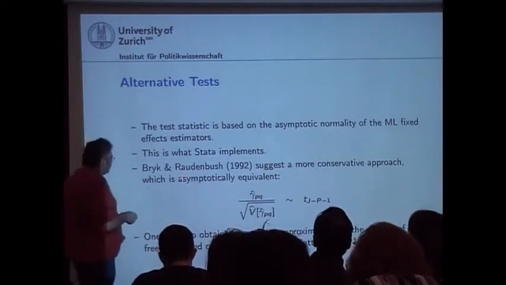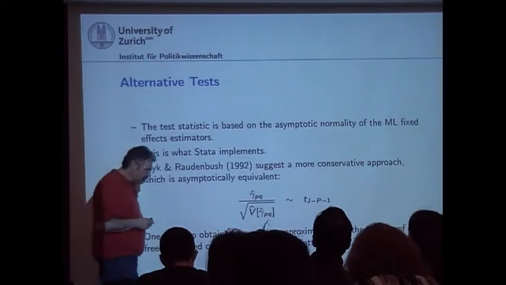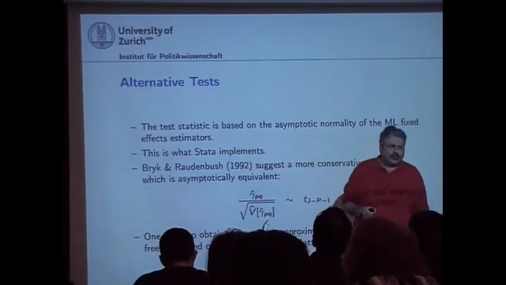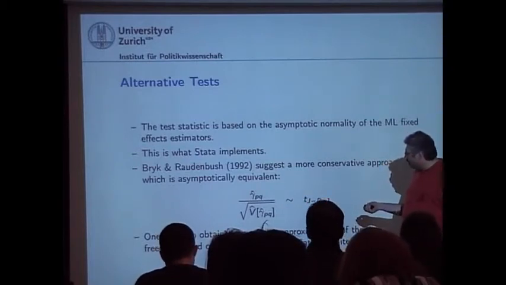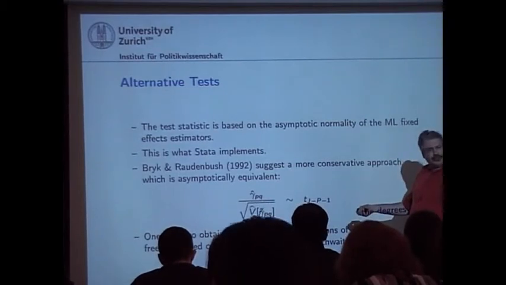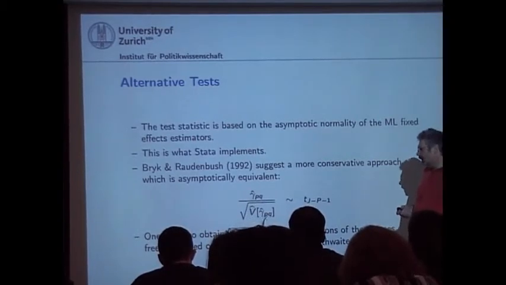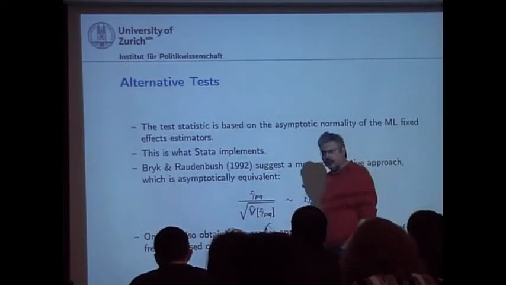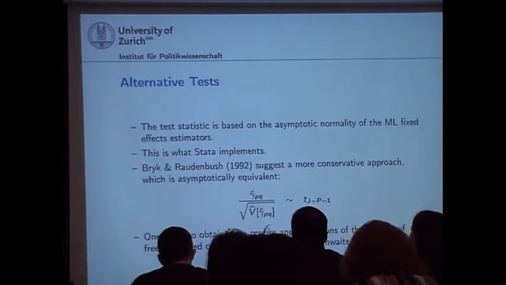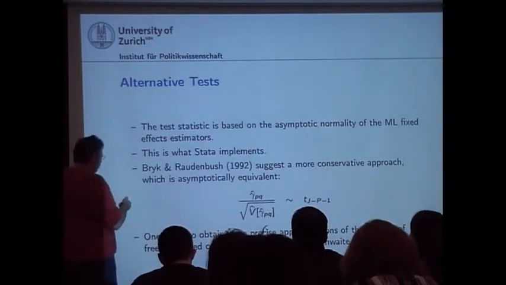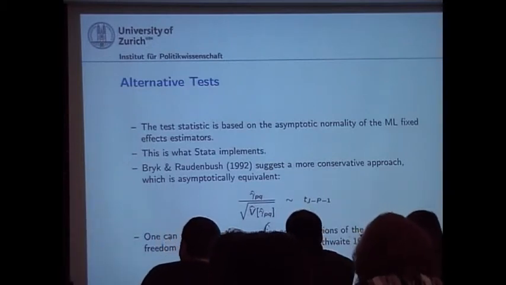In a book by Bryk and Raudenbush on multi-level analysis, they say you should not invoke the standard normal, you should invoke the Student's t-distribution with degrees of freedom equal to J minus p minus 1: the number of level 2 units minus the number of level 1 predictors minus 1. I think that's fairly conservative, and I don't see many people doing that. But if you use their program, HLM, that's what they will do.